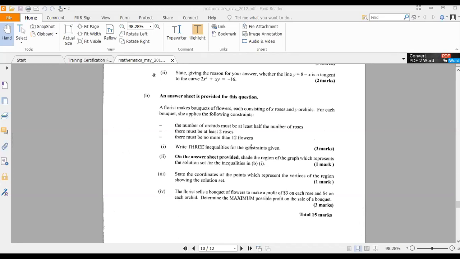What will I do here? Now remember, they say x is for roses and y is for orchids, right? So let's take our time and read the first sentence. The number of orchids must be at least half the number of roses. So there are two things we have to look at.